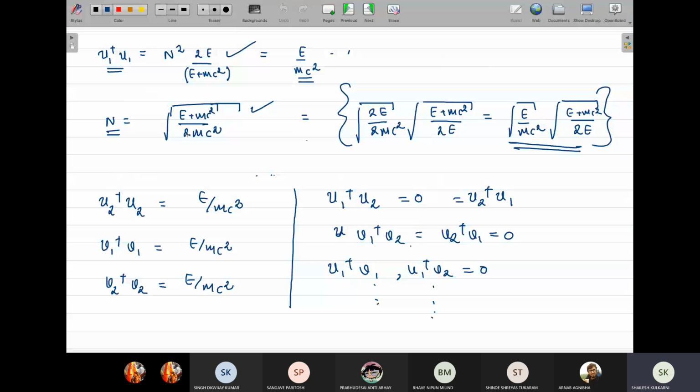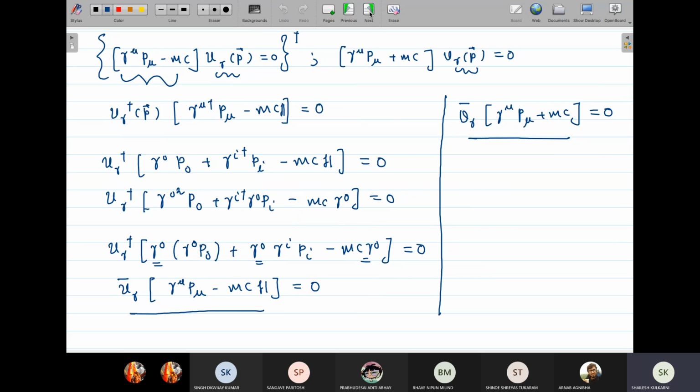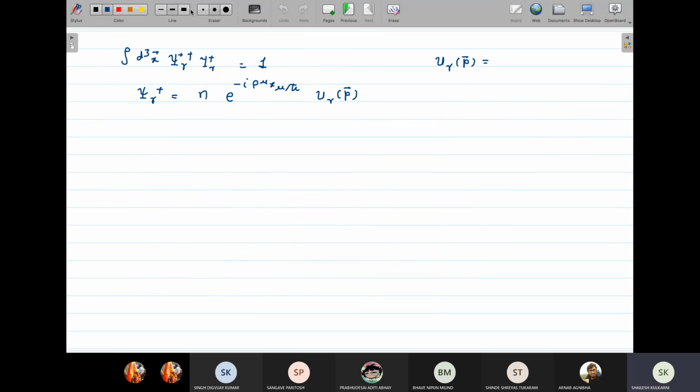So we have to use basically this: N square times 2E divided by E plus mc square. Let us concentrate on this thing. I have set this equal to E by mc square, that fixes N square, but let us not fix it at this moment. I will keep this N as it is here.